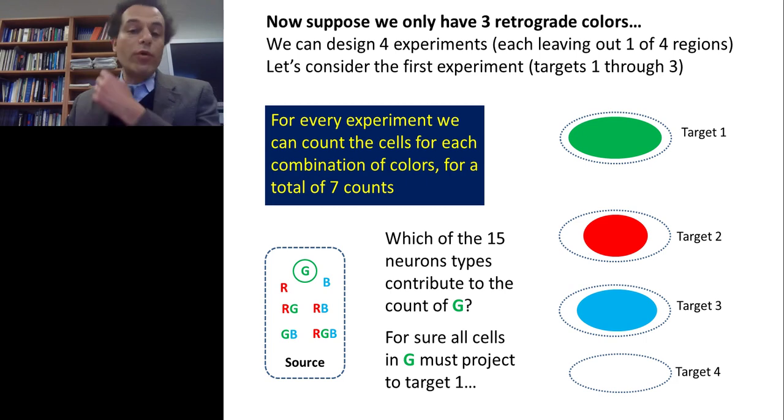So we will run 4 experiments. We'll have a combination of 3 colors, and the possible combinations of 3 colors give rise to 7 different counts: only green, only red, only blue, red and green, red and blue, green and blue, and red, green, and blue. So which of the 15 neuron types contribute to the count of the neurons that are just color green? Well, for sure, all the cells that are green must project to target 1, otherwise they would not be green.